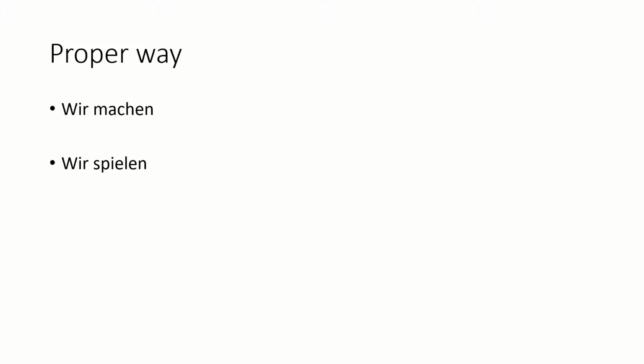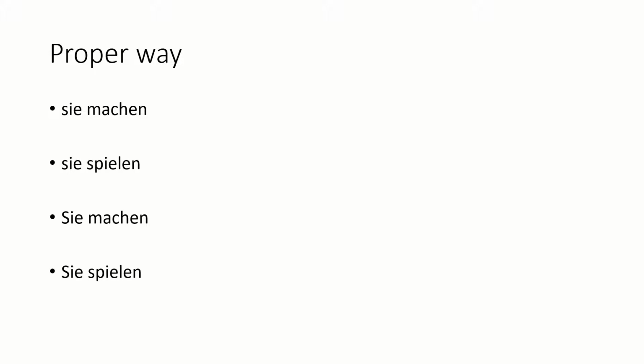For wir, you just add an en, and that just goes back to the original verb. So it's wir machen and wir spielen. For ihr, you add t to the end. So you get ihr macht and ihr spielt. And for the last two, you get sie machen and sie spielen, and then Sie machen and Sie spielen.